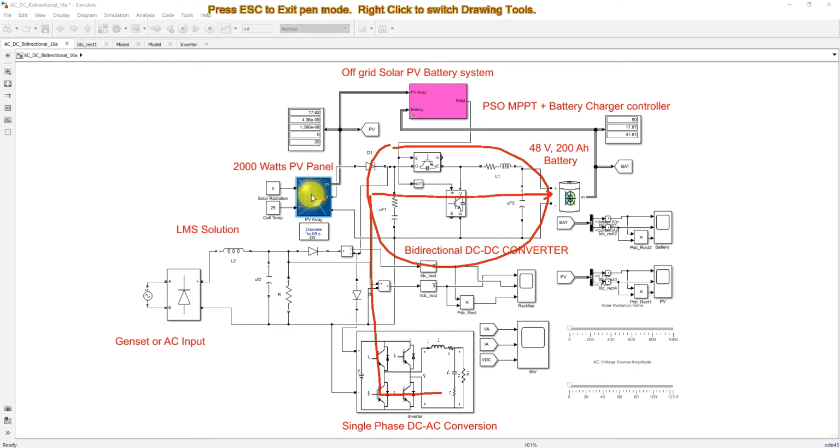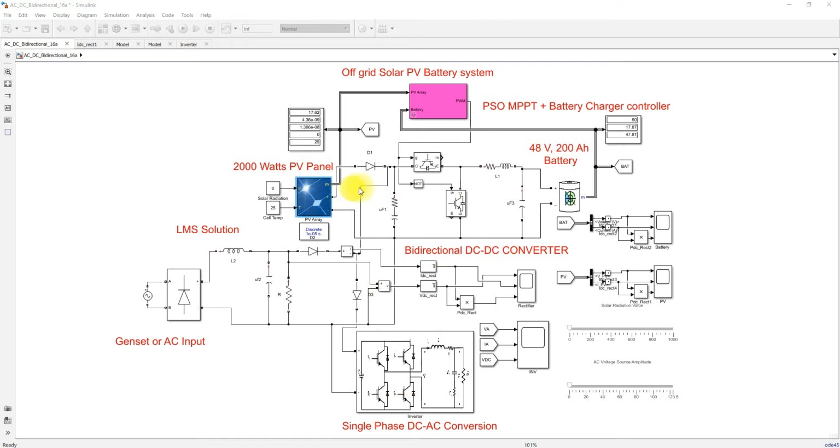During this PV power mode, whenever power is available in the PV, it is going to be supplied to the battery as well as this AC load. The first preference is that the solar PV is directly given to this load, and the remaining excess power will be used to charge the battery. So this is the concept implemented here.